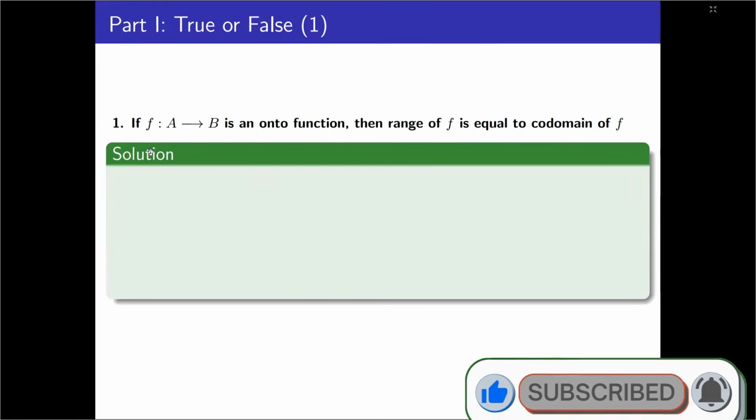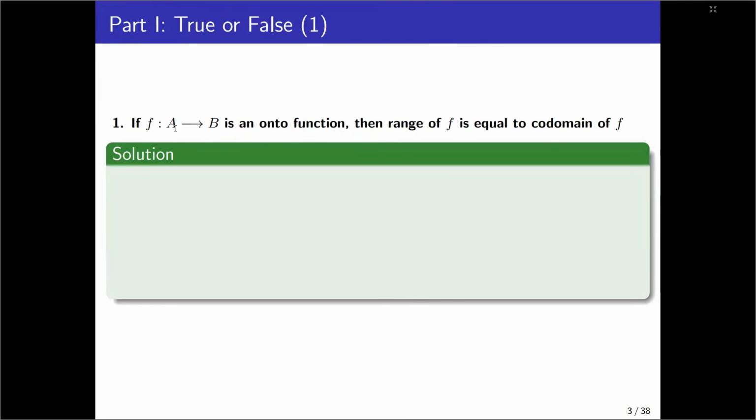The question says, if f is a function defined from A to B, is an odd function, then the range of f is equal to the codomain of the given function. Do you know what range, codomain, and domain of a function are? Here, if the function f is defined from A to B, then B is said to be the codomain of the given function, and the domain is A itself, and the range is a subset of its codomain, that is B. You know this fact.